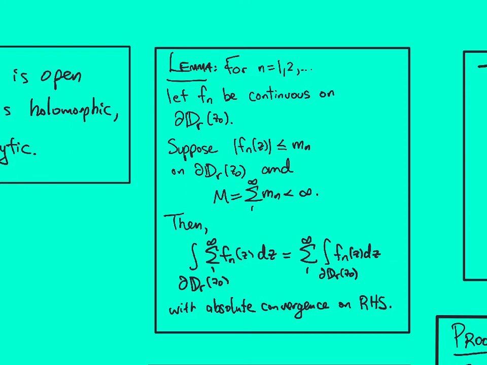So if we have a sequence of continuous functions on a circle, so there's a circle of radius r centered at z0, and each one of them has a bound, let's say Mn, and if the sum of these bounds is finite, so this is mimicking the Weierstrass M-test, then we can pull the sum outside of the integral.